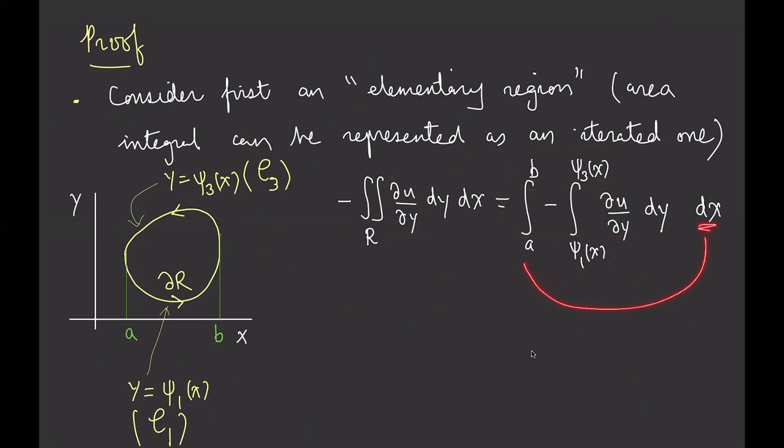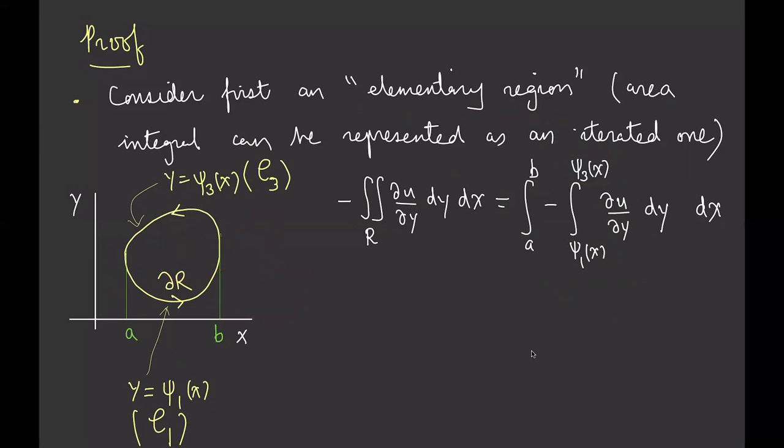So dx, x goes from a to b, and then if I pick a particular value of x which is between a and b, y goes from this value to that value. So it goes from phi 1 of x to phi 3 of x. So I'm able to write this as an iterated integral, and that's my condition for this to be an elementary region. If I have something like this, then I'm not quite able to do that.